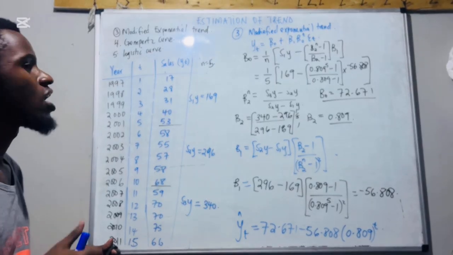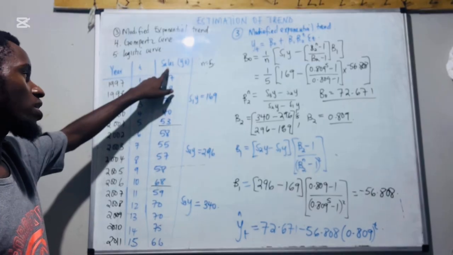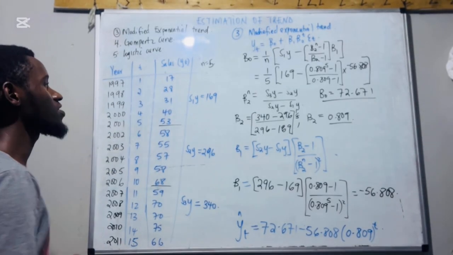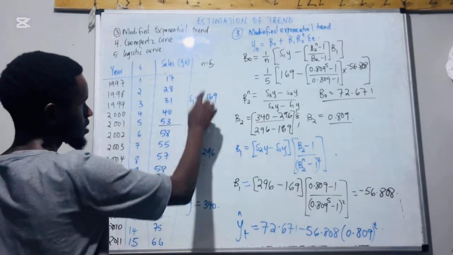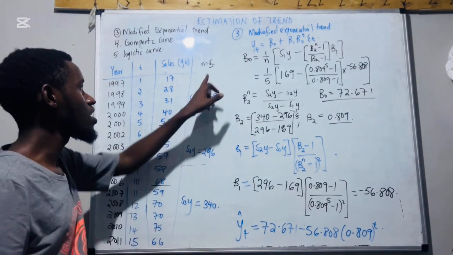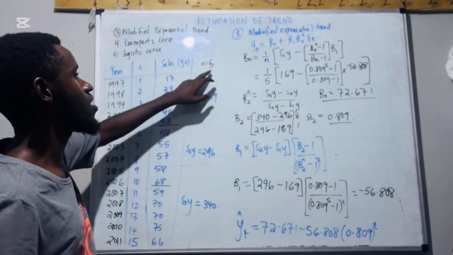What we need to do is first divide our yt into 3 equal parts. Then, with the 3 equal parts, the next step is to find the sum of each part as S1y, S2y and S3y. Then also determine n, the number of elements in each part, and it is 5.